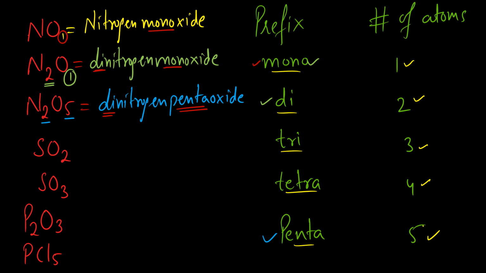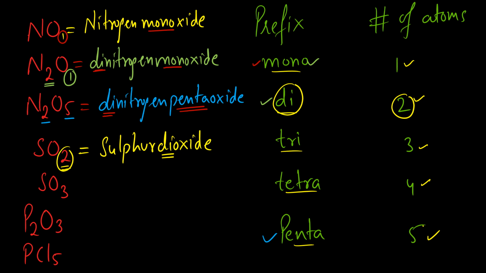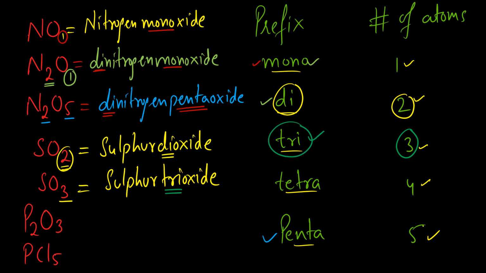Now let's jump into the next. Here I have sulfur with 2 oxygen. So it should be sulfur dioxide. Again, why have I written di? Because of 2. So you may see it is 2. So for 2 I am going to use the prefix di. Okay, now let's go to the next. Here I have sulfur with 3 oxygen. So it's going to be sulfur trioxide. Why have I used tri here? Because for 3 atoms we are supposed to use the prefix tri. So that's why I have written sulfur trioxide.